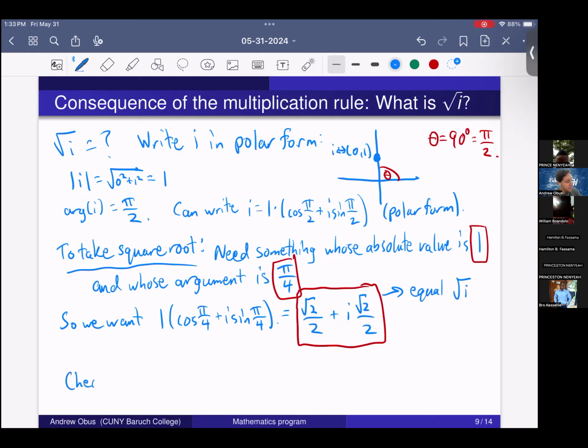You can check. And I'll leave this as an exercise, but check that if you take square root of 2 over 2 plus i square root of 2 over 2 and you square it, you actually get i. Okay, so it's a square root, because if you square it, you get i.